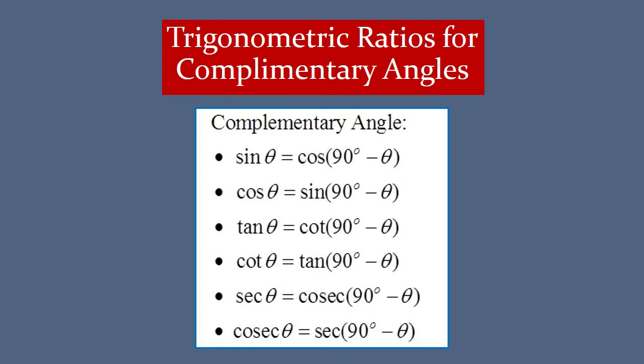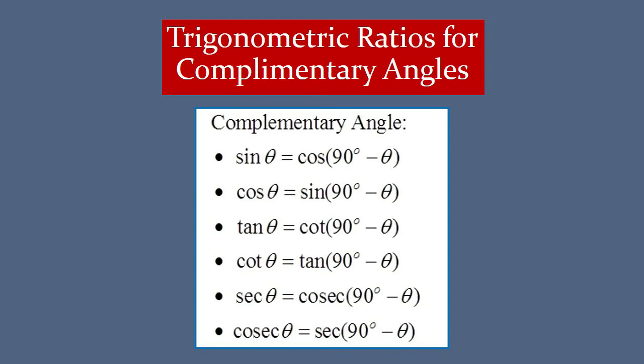So here in trigonometry, theta is the measure of the angle. Just check here. Sine theta is cos of 90 degrees minus theta. Cos theta is sine of 90 degrees minus theta. Tan theta is cot of 90 minus theta. Cot theta is tan of 90 minus theta. Sec theta is cosec of 90 minus theta. Cosec theta is sec of 90 minus theta.